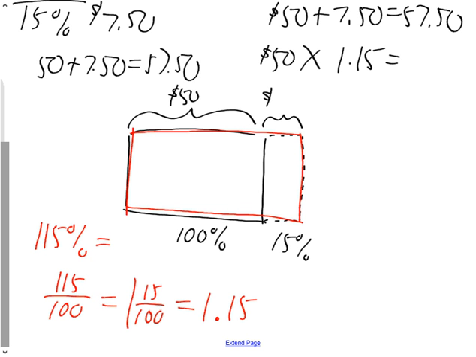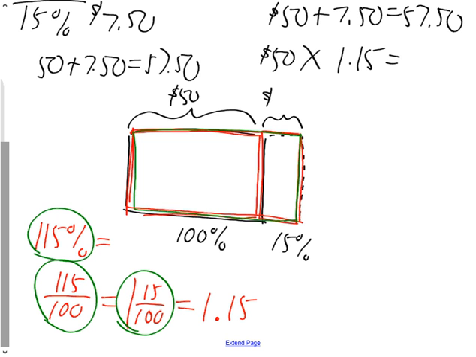If the shirt was $50, and there it is right there, and the tax was 15%, then the total cost of this item that I'm going to be paying for is this green box, which is 115%. If I consider 115% to be a fraction, it's 115 over 100 as an improper fraction. As a mixed fraction, it's 1 and 15 hundredths. And when I say 1 and 15 hundredths, I automatically am able to write it as a decimal.